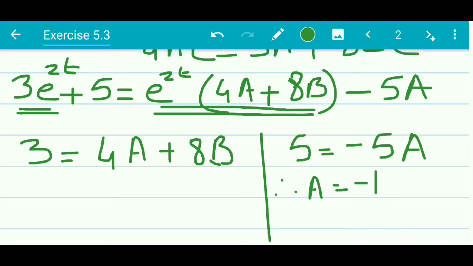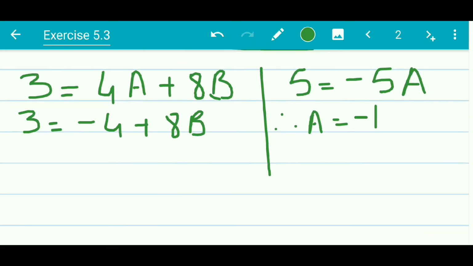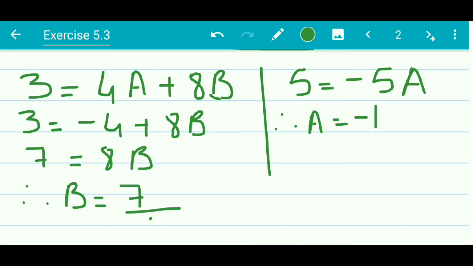Now we put a is equal to minus 1 on this side. So we get 3 is equal to minus 4 plus 8b. Now taking minus 4 to the other side, we get 7 is equal to 8b, or b is equal to 7 upon 8. So thus we get the values of a and b.